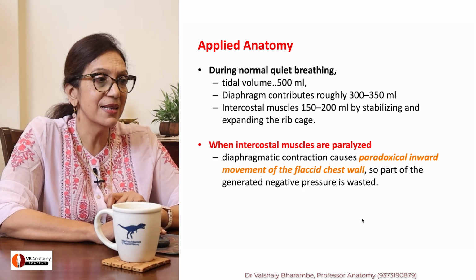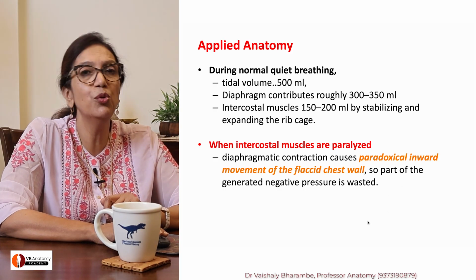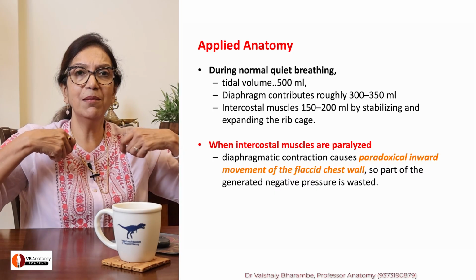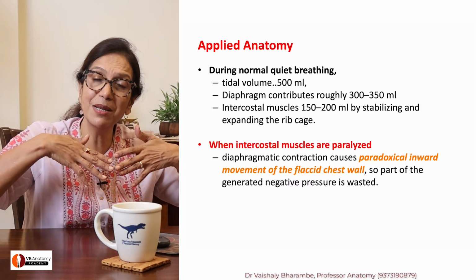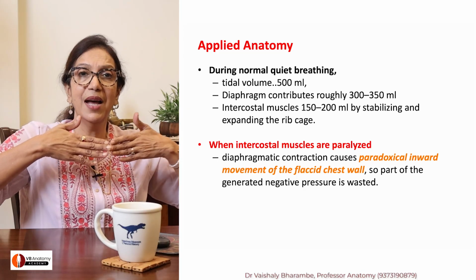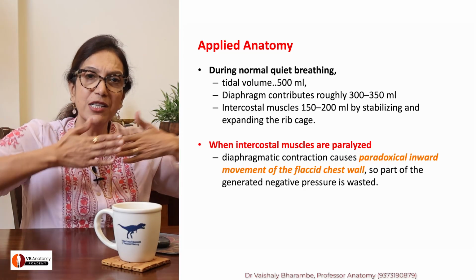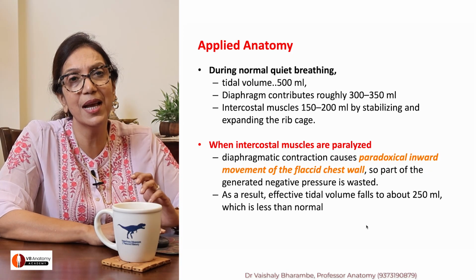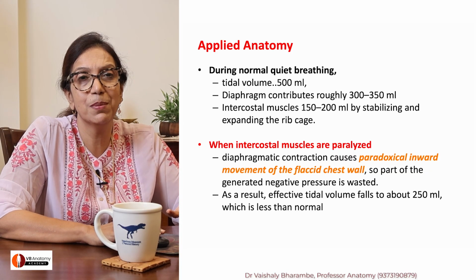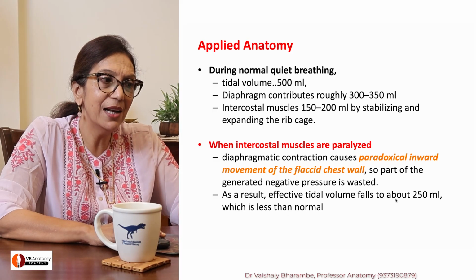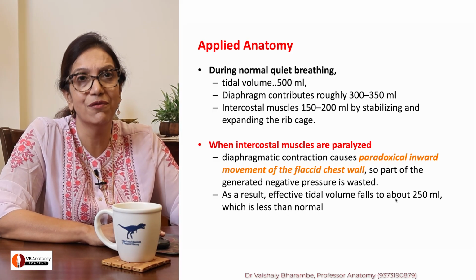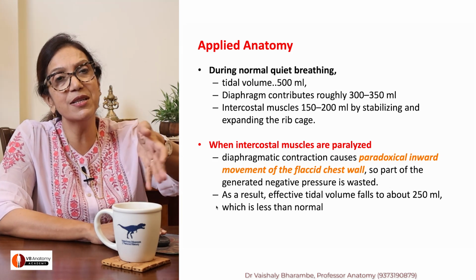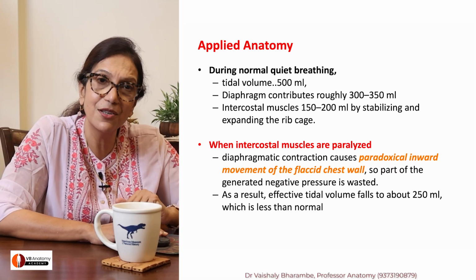But what it faces is a paradoxical inward movement of the chest wall. So, when the diaphragm goes down, the muscles in the intercostal spaces, because they're paralyzed, move inwards. And because this flaccid chest wall moves inwards, there is very little expansion there to allow for respiration. So effective tidal volume falls to almost half. This is demonstrating what intercostal muscles do. They stiffen the chest wall.